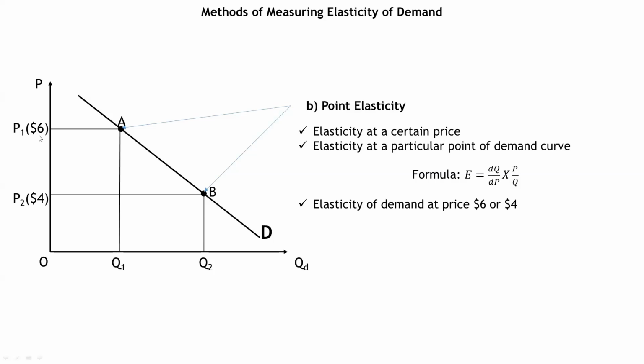Similarly, measuring elasticity of demand at point B, or at $4, will be point elasticity of demand. To measure point elasticity of demand, we have to differentiate quantity with respect to price and then multiply it by the ratio between price and quantity. Here quantity refers to the demand curve. It will become more clear to us when we learn how to apply this formula.